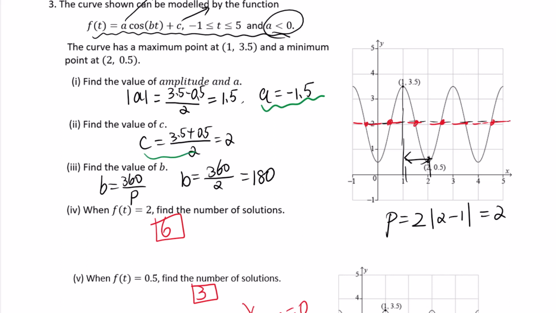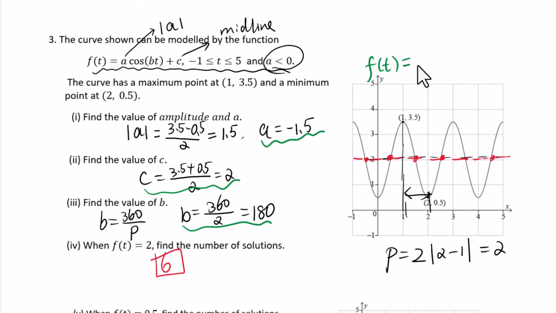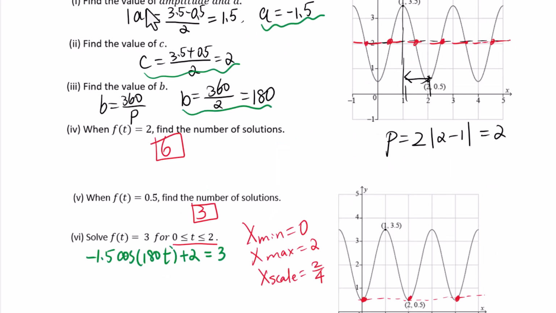A, C, and B, f of t equals -1.5 cosine 180t plus 2. We will set up the equation like this: -1.5 cosine 180t plus 2 equals 3. We will solve this equation by graphing.